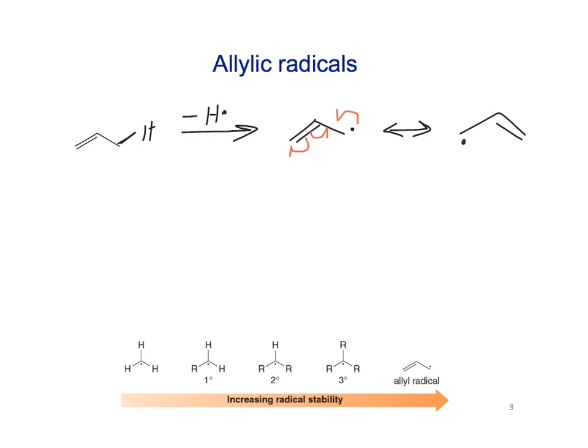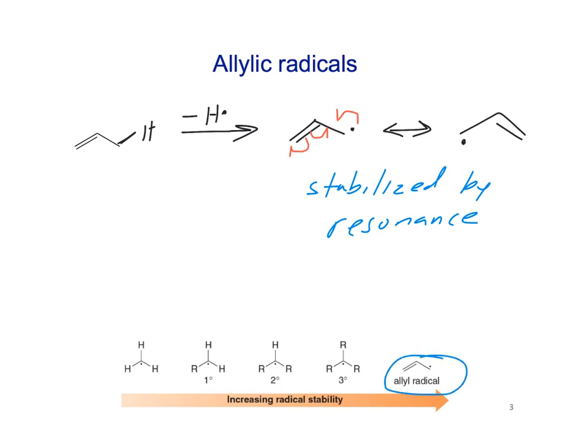So because we have this stabilization, so this is stabilized by resonance, that makes these allylic radicals more stable even than the tertiary radical. And in fact, if we substituted this allylic radical and put more substituents on the ends, that would make it even more stable, right? Because we're combining both the allylic nature and the substitution.